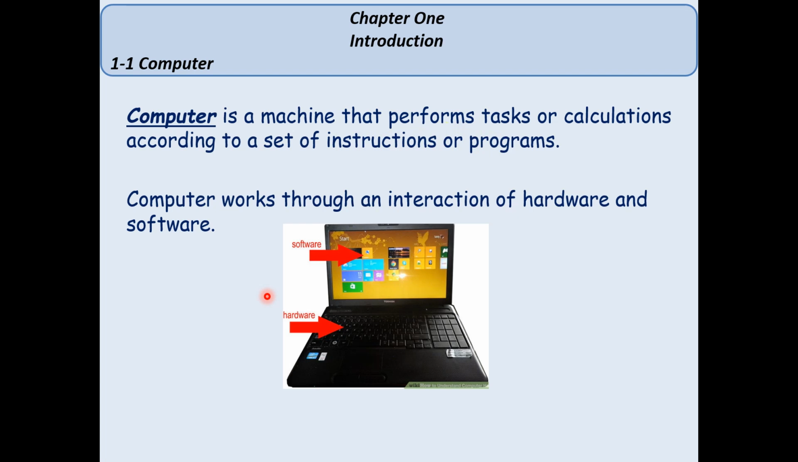So in a simple or brief definition, we can say computers are electronic instruments that are created to run or execute programs. And the main two things of computers are the hardware and the software. The computer works through an interaction of the hardware and the software. That means there must be hardware and software, then you can call it a computer. Then it can perform some functionality or deliver some operations.